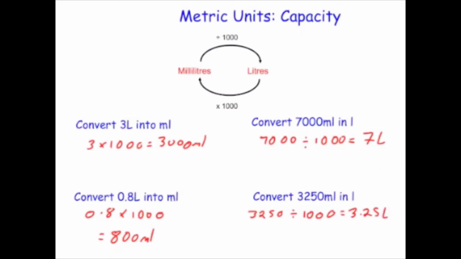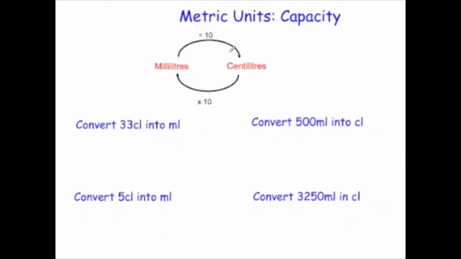Okay. And finally, let's look at converting some milliliters into centiliters and vice versa. So convert 33 centiliters into milliliters. To go from centiliters to milliliters, you times by 10. So we're going to do 33 times 10, well, that would be 330 milliliters.